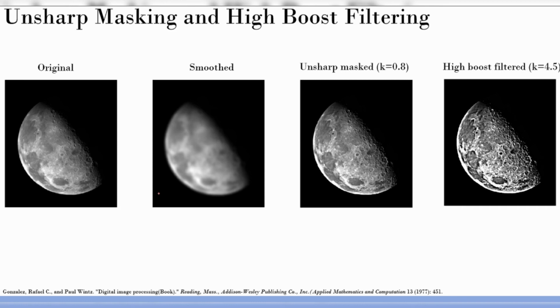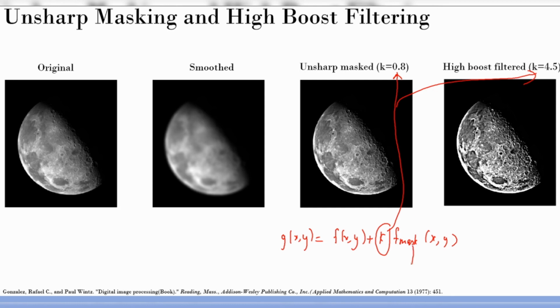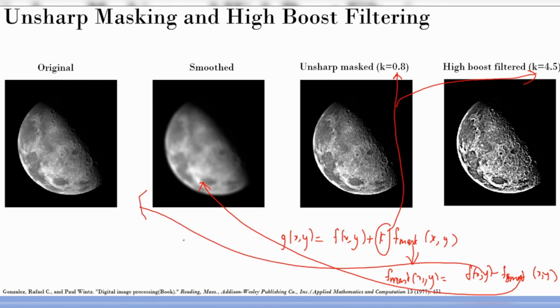So this picture actually, let me just put the equations over here. What we are essentially doing over here is g of x,y, which is the final image, is nothing but f of x,y plus k times f mask of x,y. So this k factor is what you're seeing over here. When k is 0.8, it is called unsharp masking, and when k is 4.5, it is called high boost filtering. And always remember that f mask is obtained by subtracting f of x,y from its smoothed version, f smooth of x,y. And this is what you're seeing over here. So f of x,y again is shown over here. I hope everything is clear.